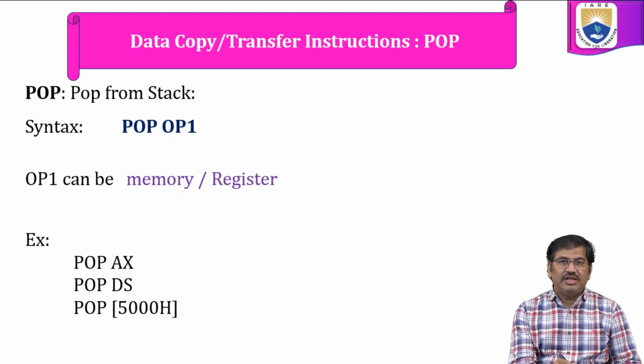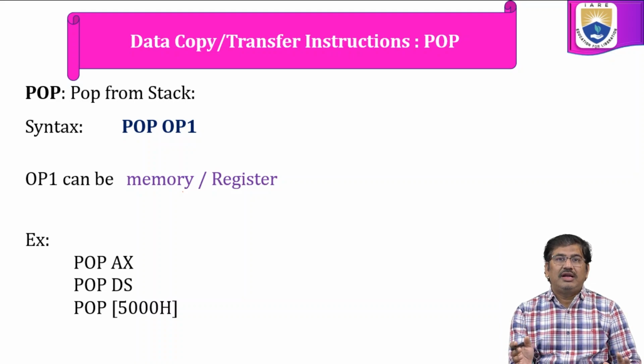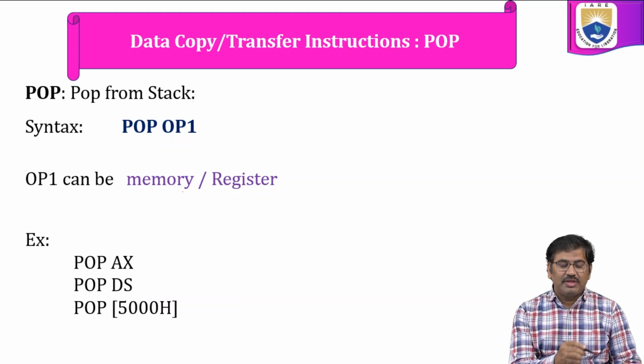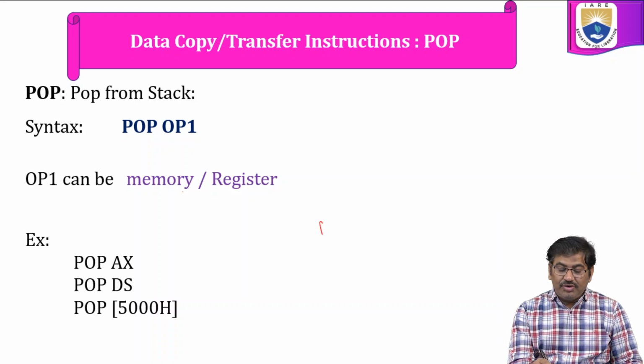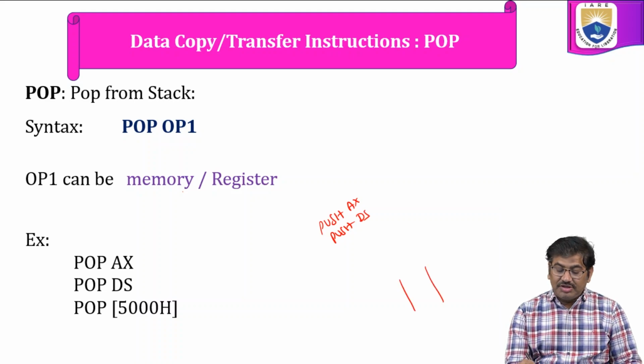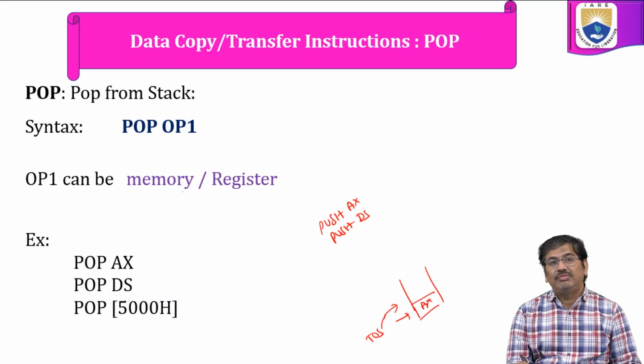So now when we execute this, first the top of the stack contents will be popped into the AX register. If you have the instruction pop DS, the contents of DS which are already in the stack will be retrieved back into DS. Suppose you have the instruction push AX, followed by push DS. This is the initial top of the stack. Now AX will be loaded to here, and now the top of the stack will be pointed to here.